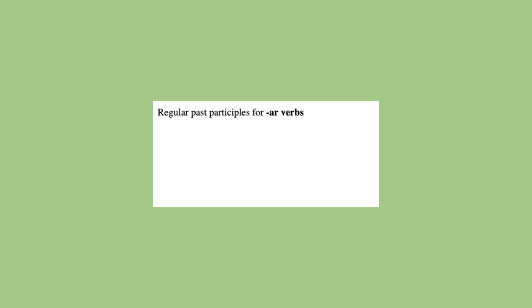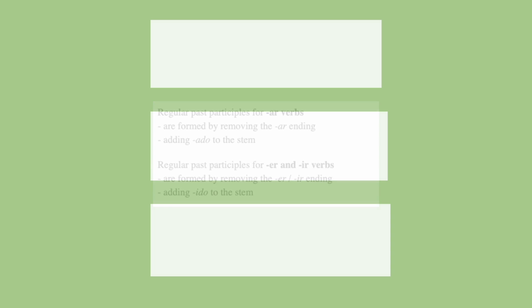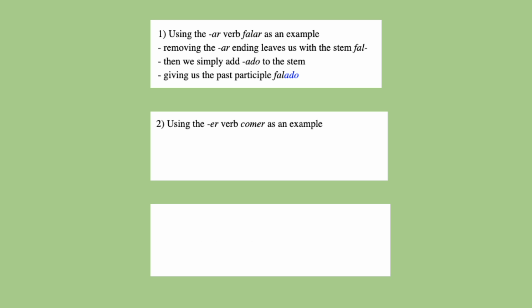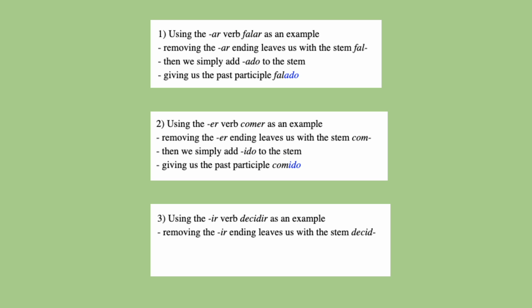To form the past participles for regular AR verbs, we remove the AR ending and add ado to the stem. For ER and IR verbs, we remove the ER or IR ending and add ido to the stem. For falar, we remove the AR ending and add ado to the stem to obtain the past participle falado. For comer, we remove the ER ending and add ido to the stem to obtain the past participle comido. And for decidir, we remove the IR ending, we add ido to the stem to obtain the past participle decidido.